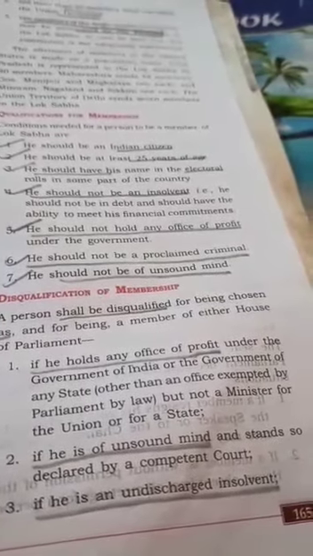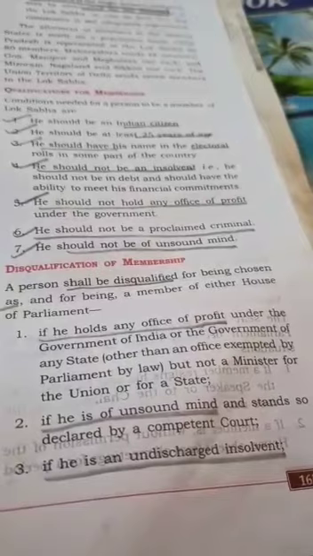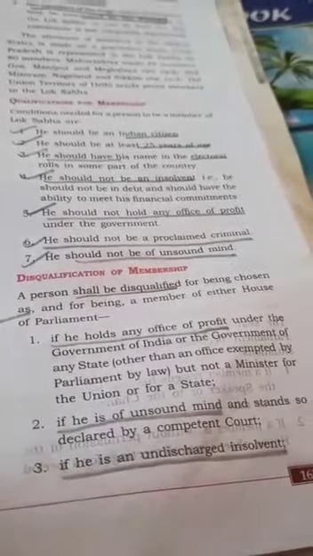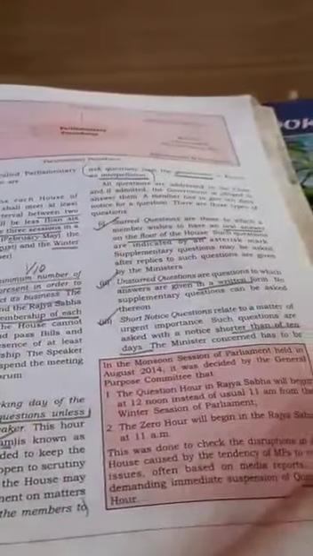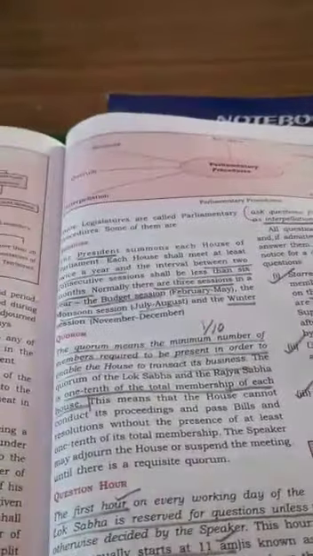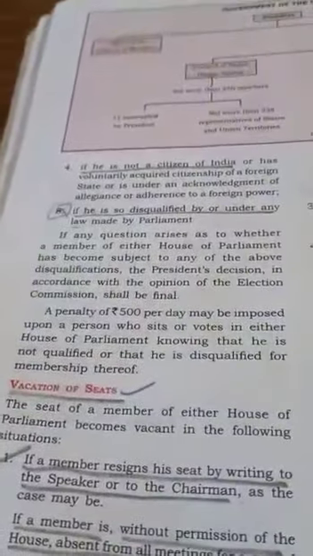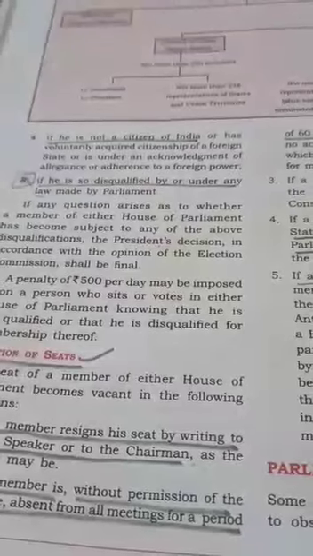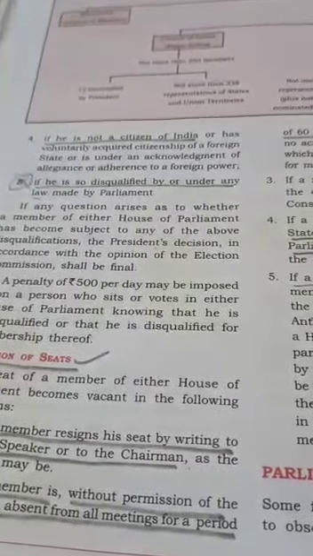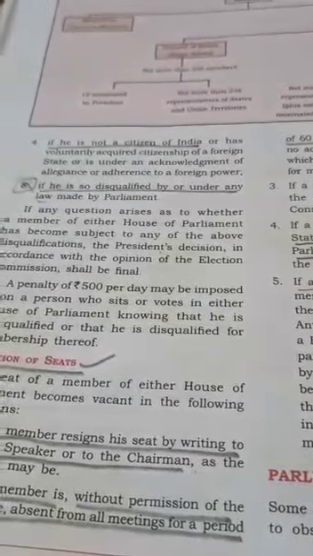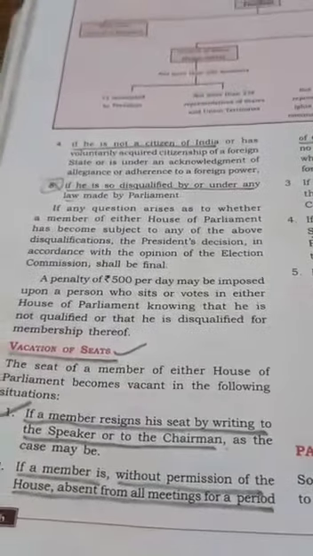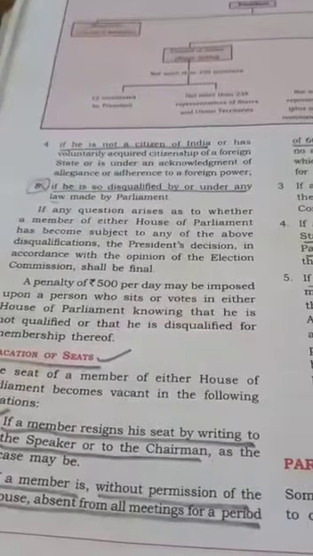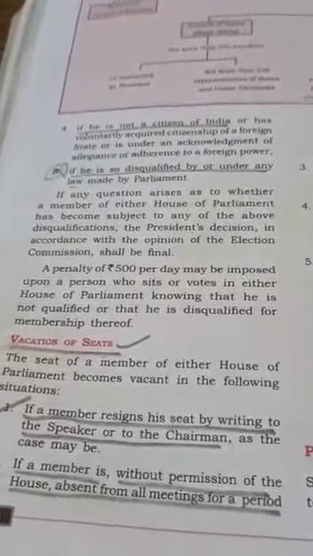If he is of unsound mind, he will be disqualified. If he is an undischarged insolvent, then also. Now whatever qualification we have read, if the opposite of it is there, then he will be disqualified. He has to resign. If he is not a citizen of India, if he is so disqualified under any law made by the Parliament, any other law which shows that he is not appropriate for the membership, then he will be removed.